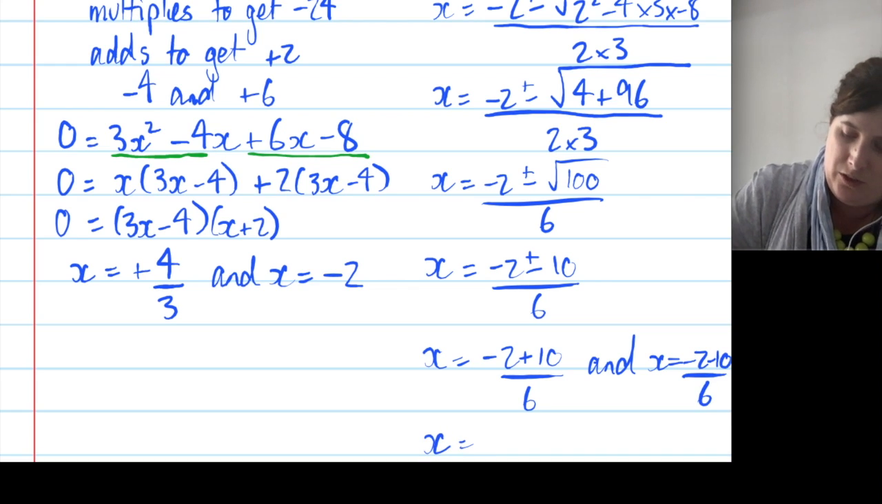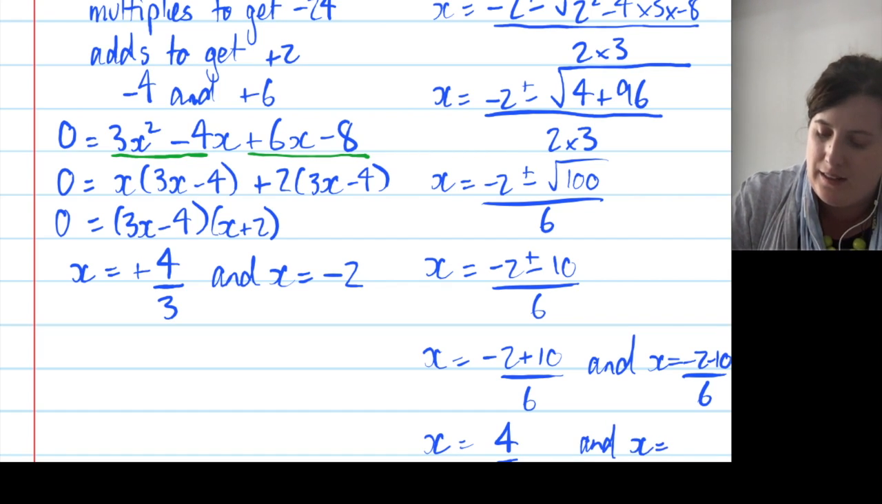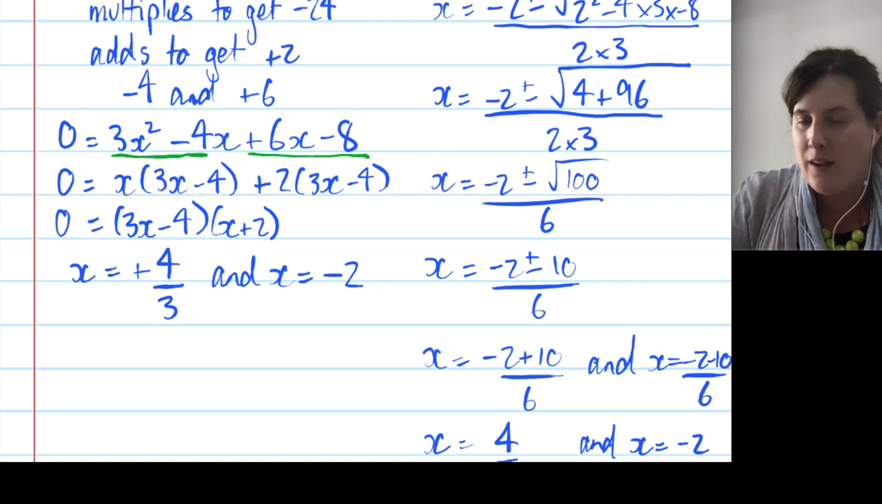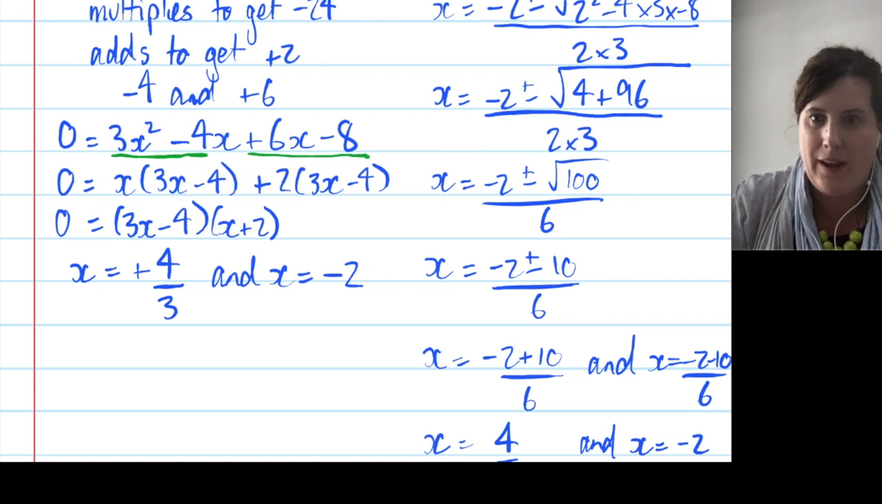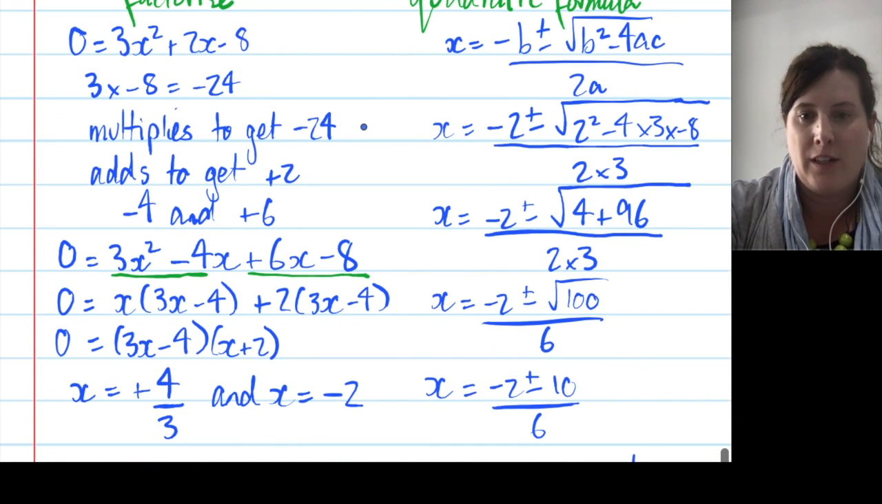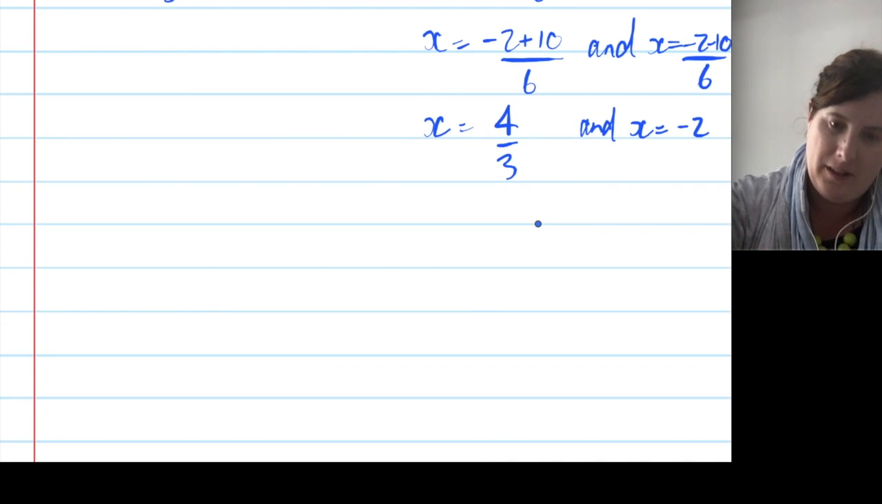So this value, -2 plus 10, gives us 8 over 6, which is 4 over 3, and it's positive. And x equals -2 take 10 is -12 over 6, which is -2. Same answers. If you click on your calculator, the right-hand one, so doing the quadratic formula, was actually quicker. You honestly don't need to write all this working out. Okay, we've got our x-intercepts.